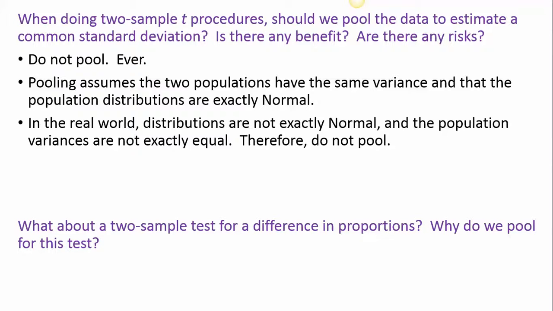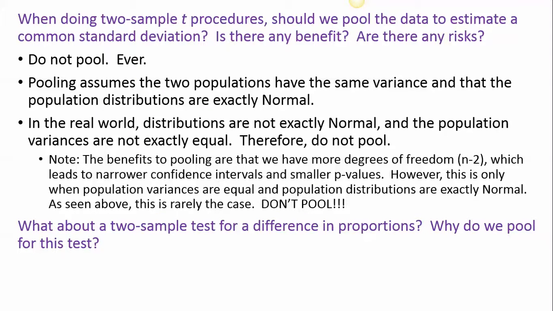Just don't pool. The benefits to pooling are that we have more degrees of freedom. We can do n-2, which leads to a narrower confidence interval and smaller p-values. However, this is only when population variances are equal and population distributions are exactly normal. But this is rarely ever the case. So the lesson for the day, don't pool. Always choose no.